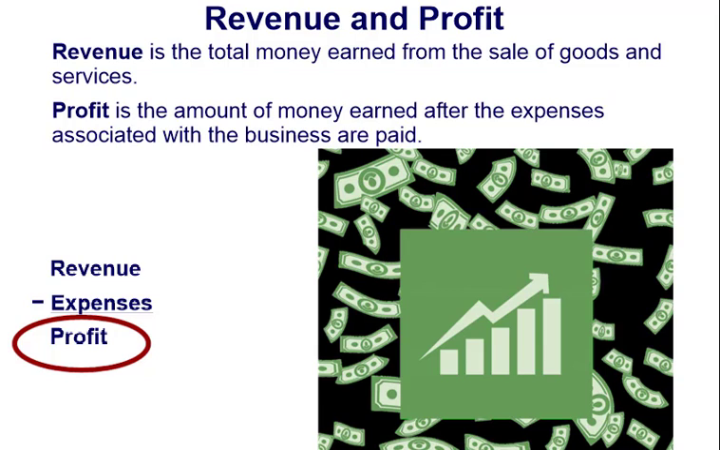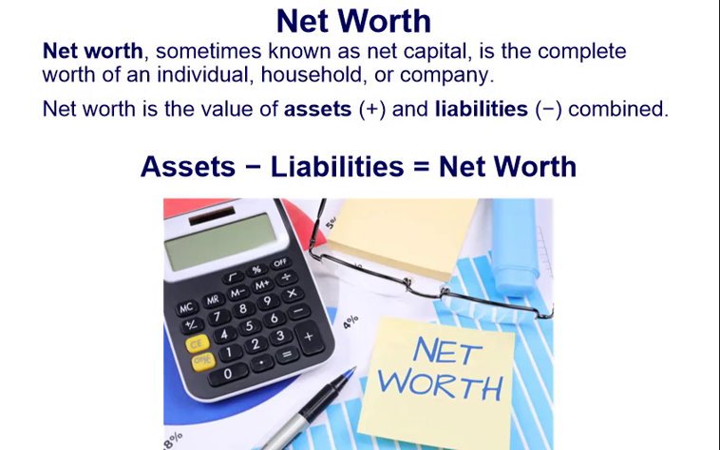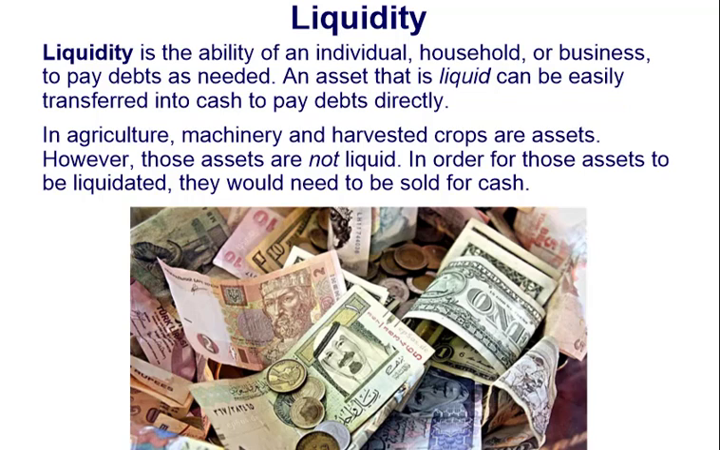Revenue and profit. Revenue is the total money earned from the sale of goods and services. Profit is the amount of money earned after the expenses associated with the business are paid. Revenue minus expenses equals profit. Net worth. Net worth, sometimes known as net capital, is the complete worth of an individual, household, or company. Net worth is the value of assets and liabilities combined. Assets minus liabilities equals net worth.